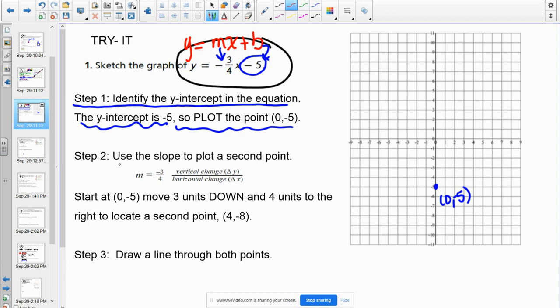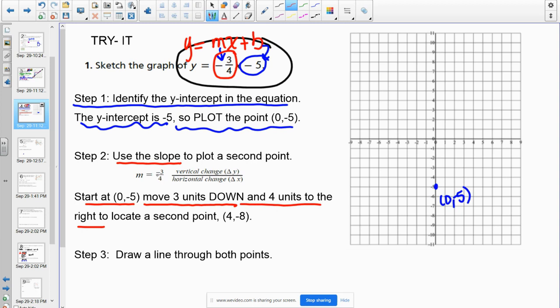The second point I plot is from the slope. I'm going to use that slope, and up here, notice it says -3/4. The -3 goes with the vertical, and the 4 is your horizontal. So this is my vertical movement, and this is my horizontal movement. I said start at 0, -5, which is your y-intercept, and you're going to move 3 units down because it's a negative vertical change, and then 4 units to the right.